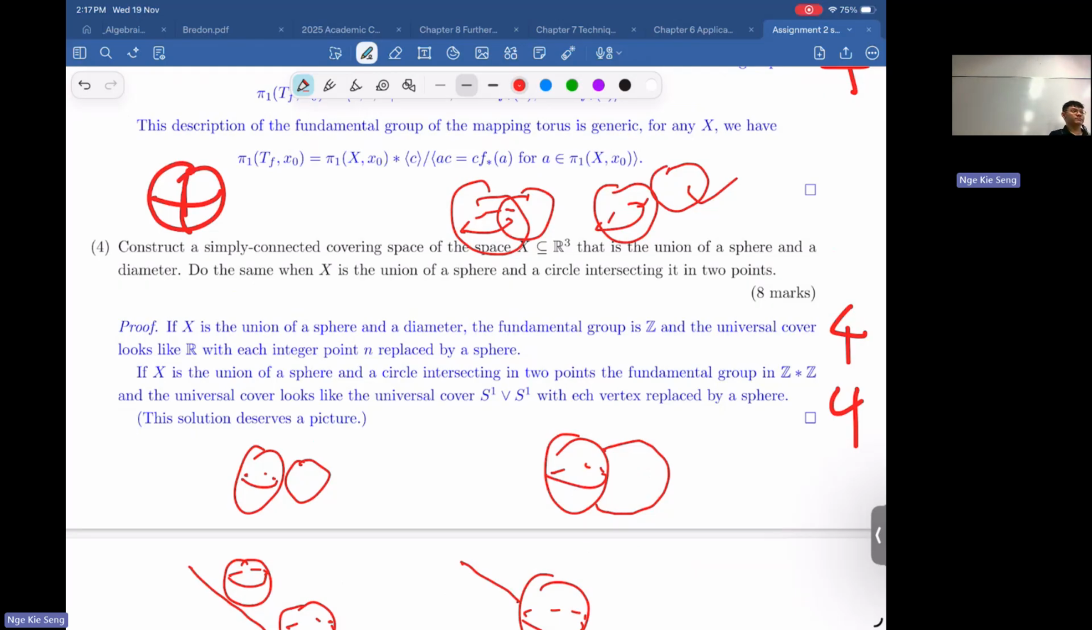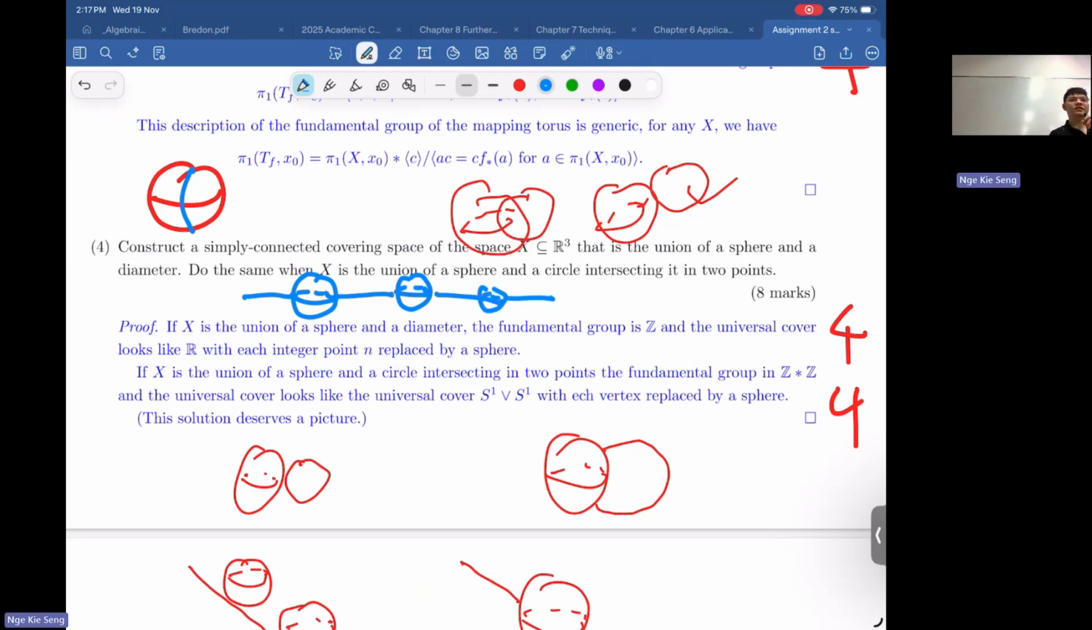Basically, take the universal cover for S1 and then turn each integer into a sphere. Because if you walk on this sphere with a line as its diameter, either you walk on the line or you walk on the sphere.